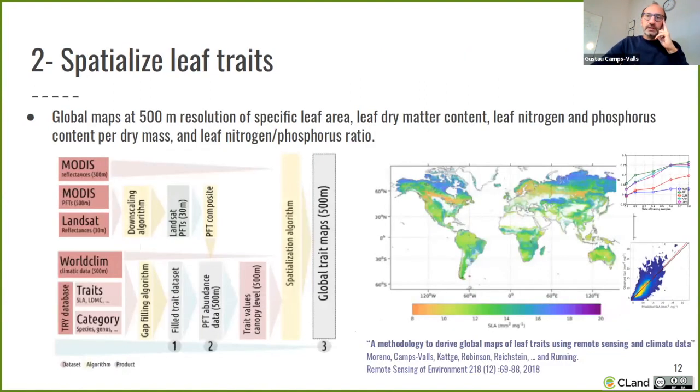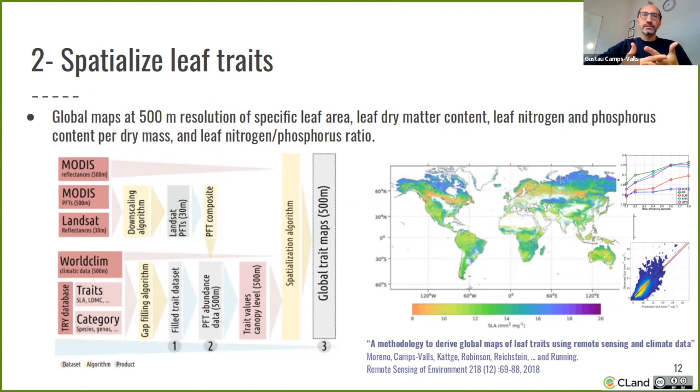Another potentially useful map and product that we have developed in the last years is a full methodology to derive global maps of leaf traits using both remote sensing and climatic data, and also making use of different spatial resolutions provided by MODIS, but we also want to exploit the potential of Landsat at a finer spatial resolution to better estimate the abundances of PFTs in a particular MODIS pixel.